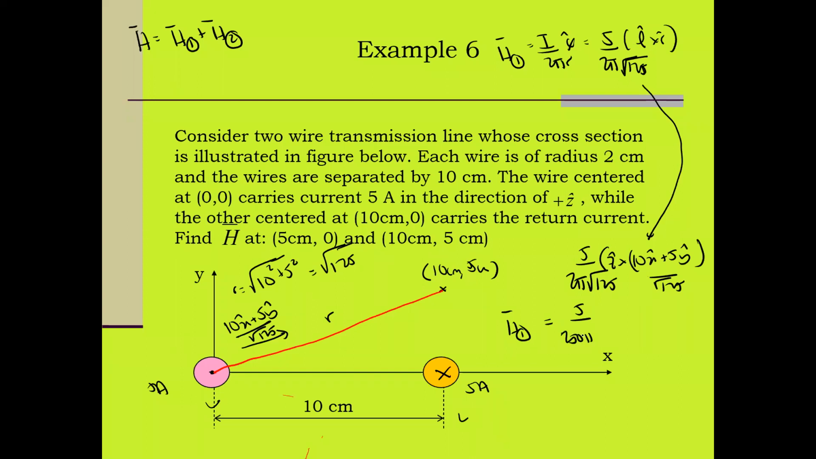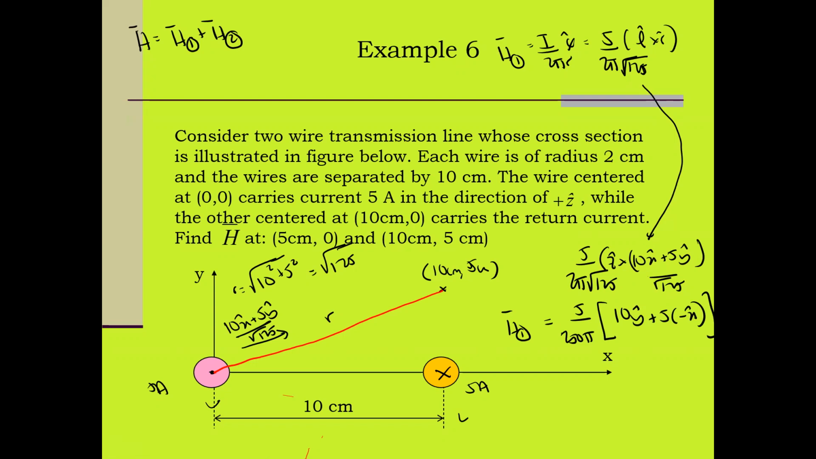If you proceed further, H1 will give us 5 divided by 250 pi. Then Z cross X will give us Y, so that will be 10 in the direction of Y, and Z cross Y will give us negative X, so we're going to have plus 5 in the direction of negative X. That should be our H1.